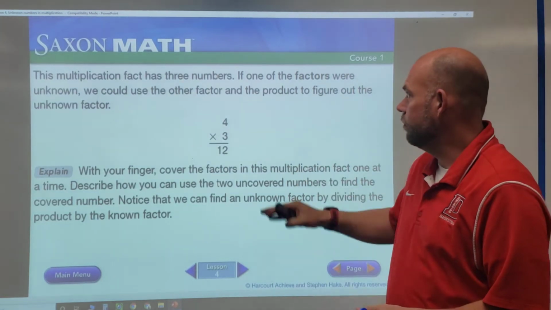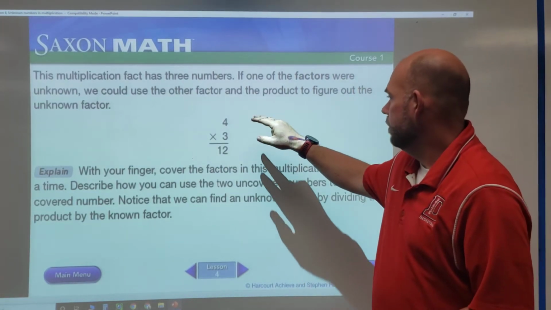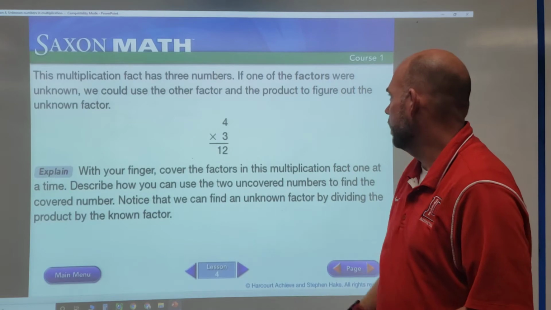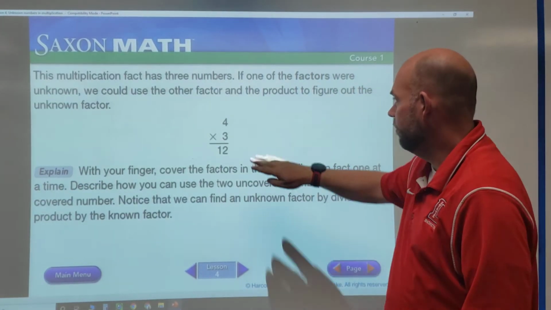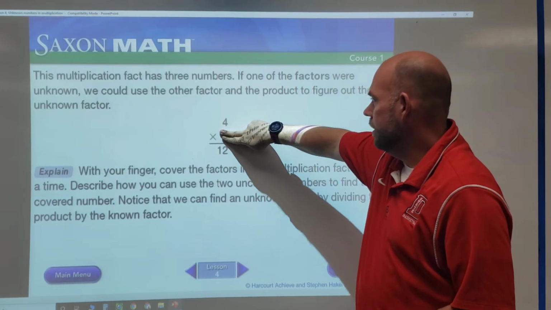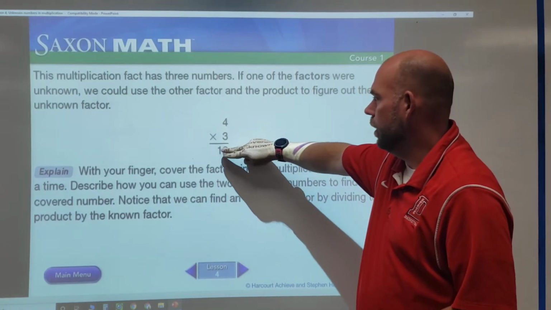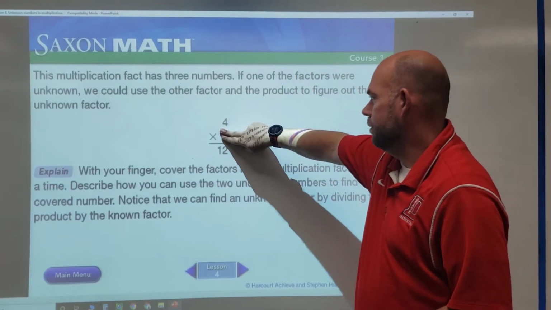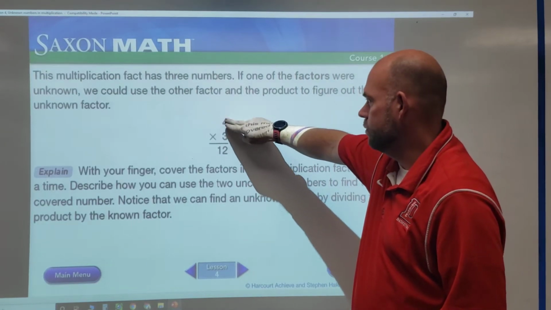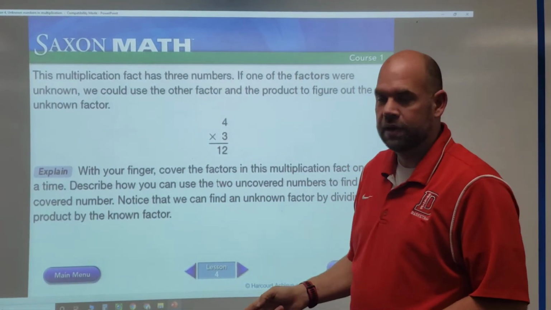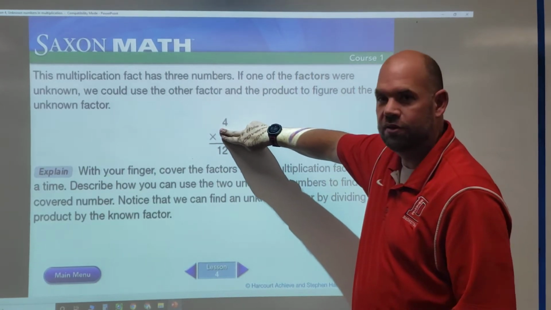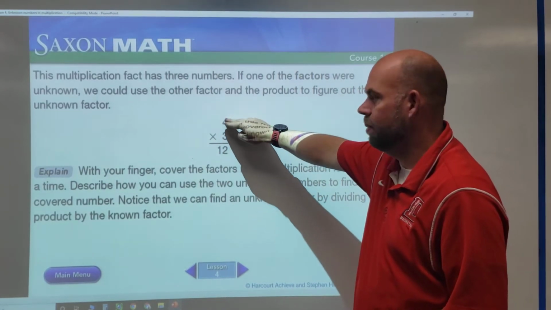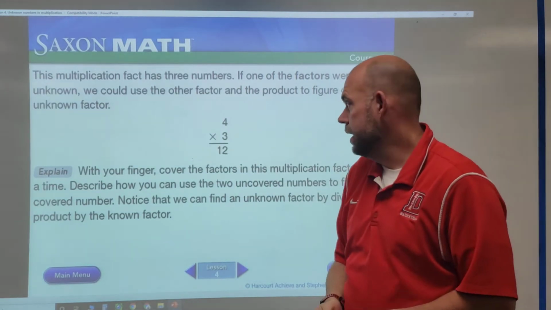With multiplication, remember that we have two factors that create a product, right? So just like in addition, if we cover one of those factors up, in addition we'd say 4 plus what equals 12, and it would be 4 plus 8 because we could subtract the 4 from the 12. In multiplication, we have to multiply. 4 times what equals 12. And so to solve for that, we can just divide 12 by 4. 12 divided by 4 equals 3.